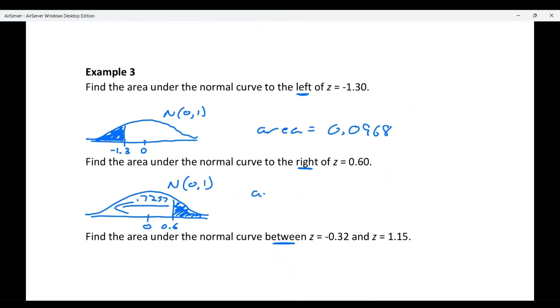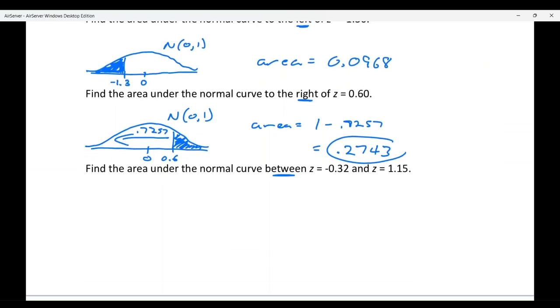So to find the area, we are going to take 1 minus 0.7257, and that gives us the actual area to the right that we're looking for, which is 0.2743. That's our area to the right, 27.43%, which, again, looking at our picture, makes a lot more sense.